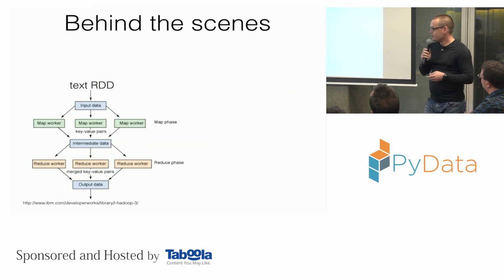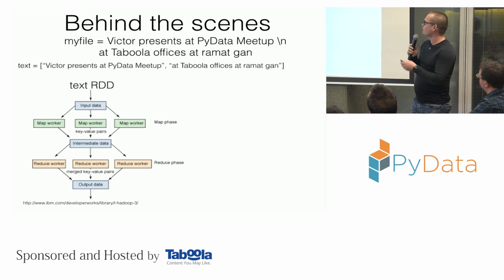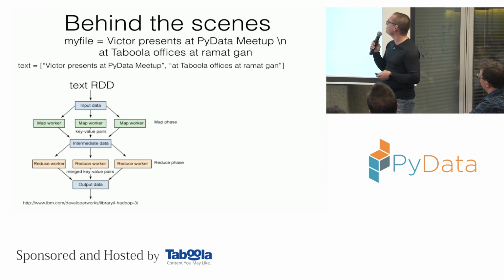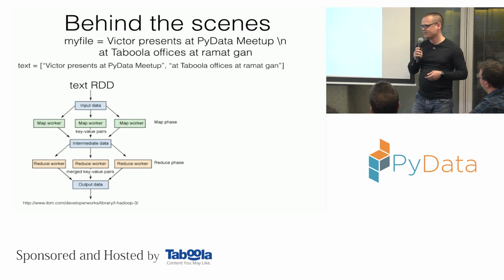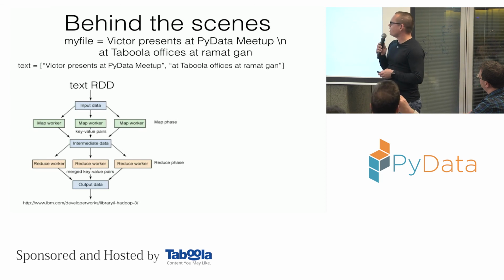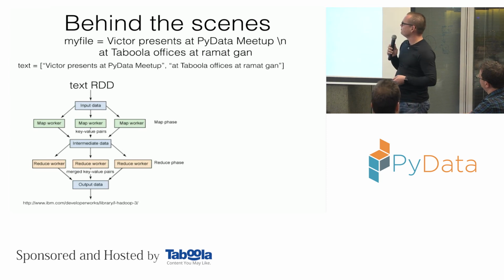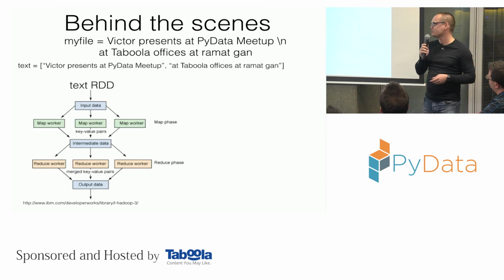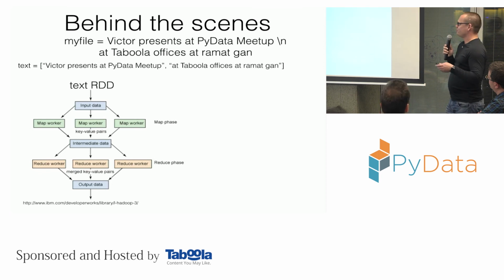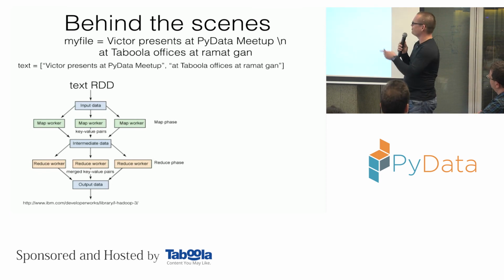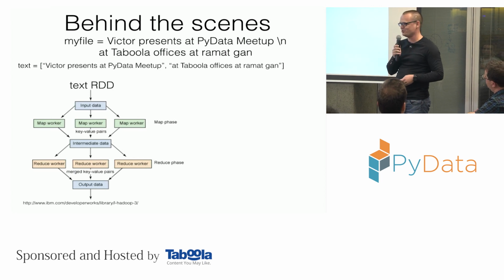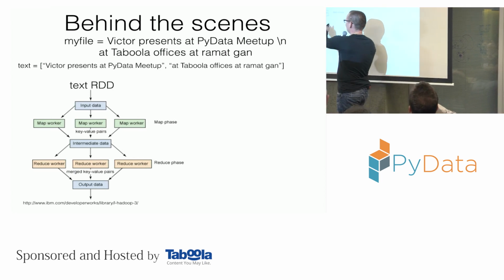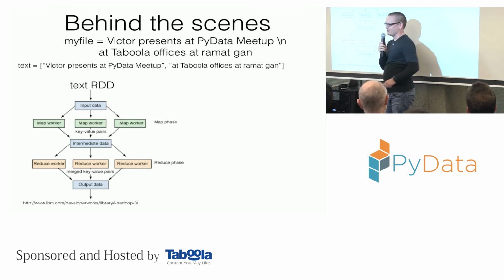So let's explain this, because it's quite complicated to understand at first glance. Imagine our text file contains the following line: Victor presents at PyData Meetup at Taboola offices at Ramat Gan. At the minute I read this file into the text RDD, the file actually became a list. The list is called text, and each element of the list is a line from the file. So we have a list with 2 lines. For simplicity, let's assume that every part of the list is stored on another node inside our Hadoop cluster: the first line here, and the second line here on the second node.